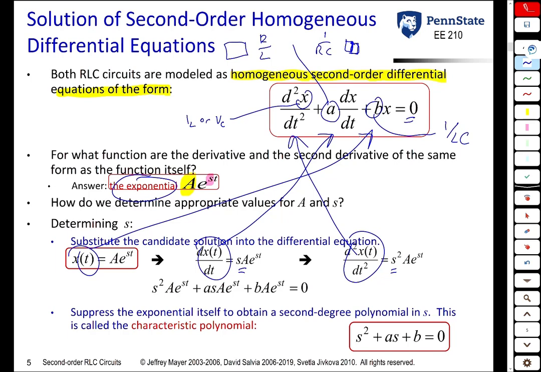And we end up getting s squared a e to the st plus as a e to the st plus ba e to the st is equal to 0, which of course you could then simplify as s squared plus as plus b, all of that times e to the st, is equal to 0. For this to always equal 0, what we have is that this part in brackets must equal 0. This gives us the characteristic polynomial, which you probably remember from Math 250. s squared plus as plus b is equal to 0.